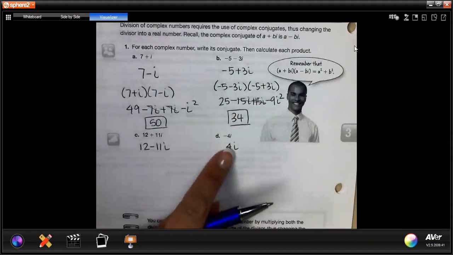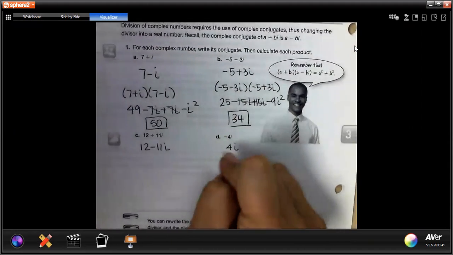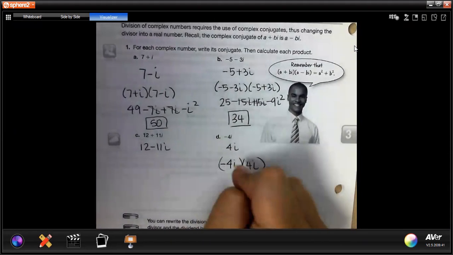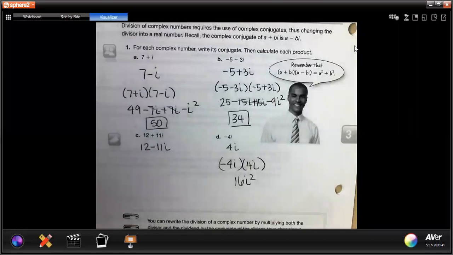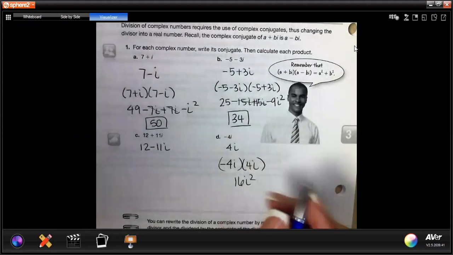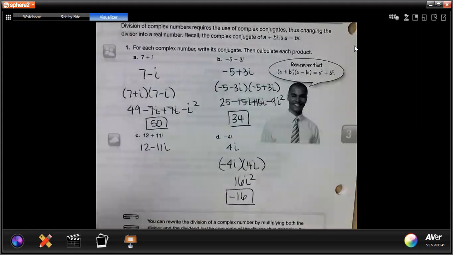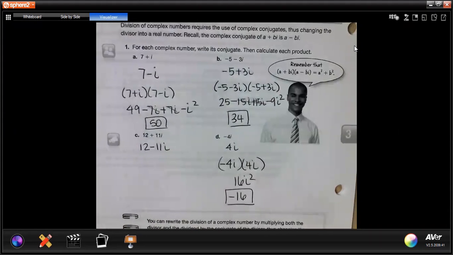That is even going to be true when there's no real number here. If we multiplied negative 4i and positive 4i, that gives us negative 16i squared. And the i squared is negative 1, so that is positive 16. You'll use that later on to remove imaginary numbers from the denominator.